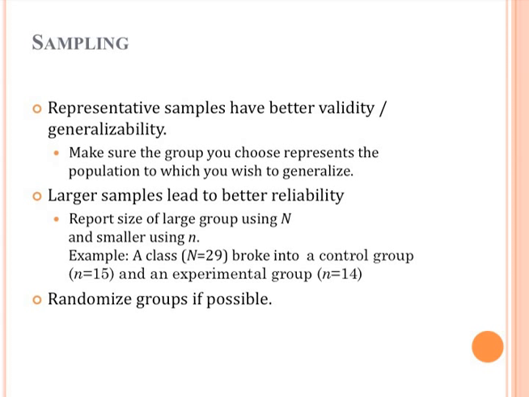When you're reporting data in your research reports, make sure you use the number N, capital N, to represent the large group of people. If you have a class of 29 people, you would say capital N italicized equals 29 to represent that class. If you break your larger group into smaller groups, use a lowercase n to represent the numbers there. So if I broke my class of 29 into a group of 15 and a group of 14, I would say n equals 15 for one group and n equals 14 for the other group, with a lowercase italicized n.